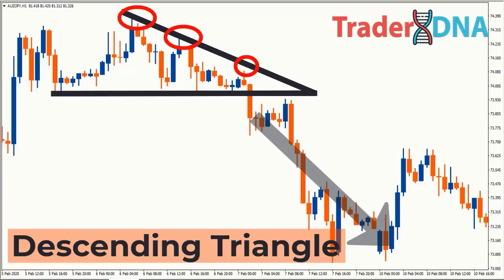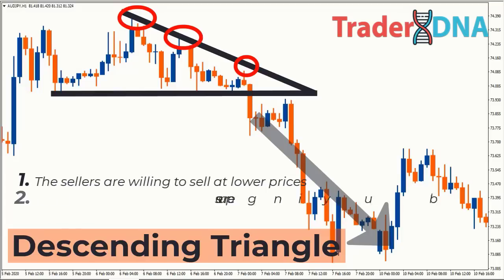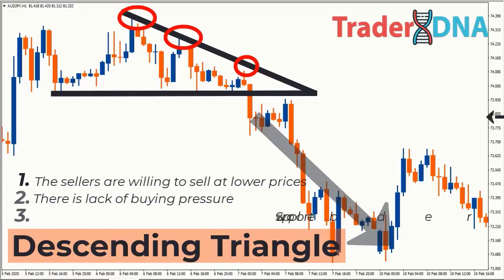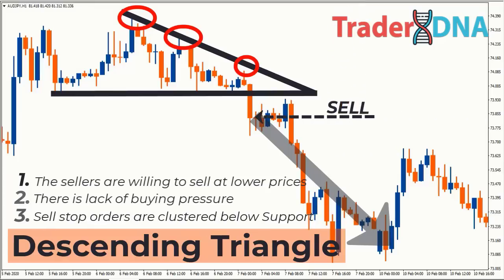This is a sign of strength for three possible reasons. First, the sellers are willing to sell at lower prices. Second, there is lack of buying pressure. Third, sell stop orders are clustered below support.